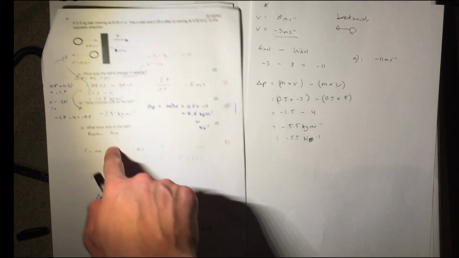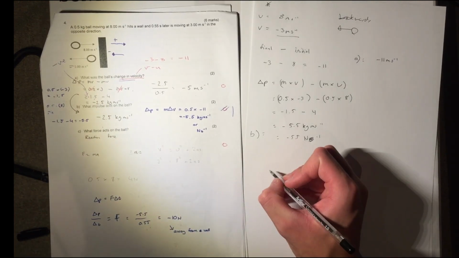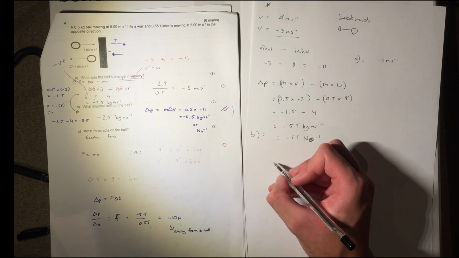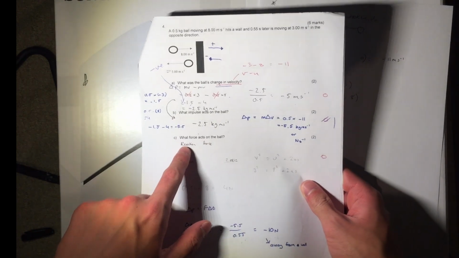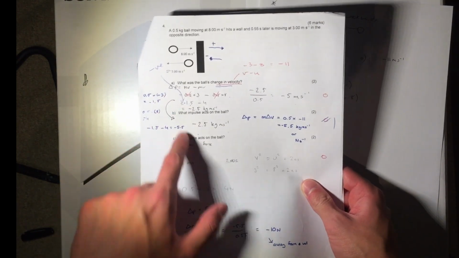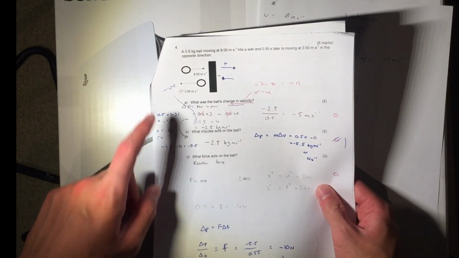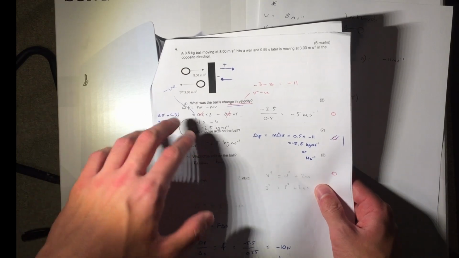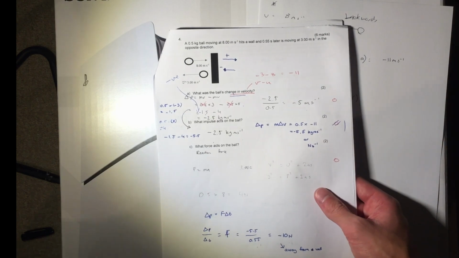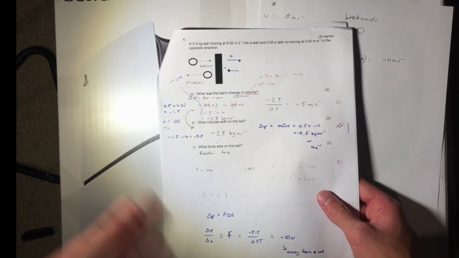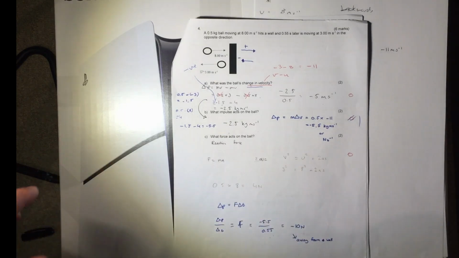What force acts on the ball for the final one? Right, watch this. I've got no clue. Alright, we're back. So it looks like this. What force acts on the ball? The force that acts on it is because when the ball hits the wall and bounces back, there's a reaction force from the wall, I think. Anyways, there's a force on the ball that's causing it to bounce backwards, of course.